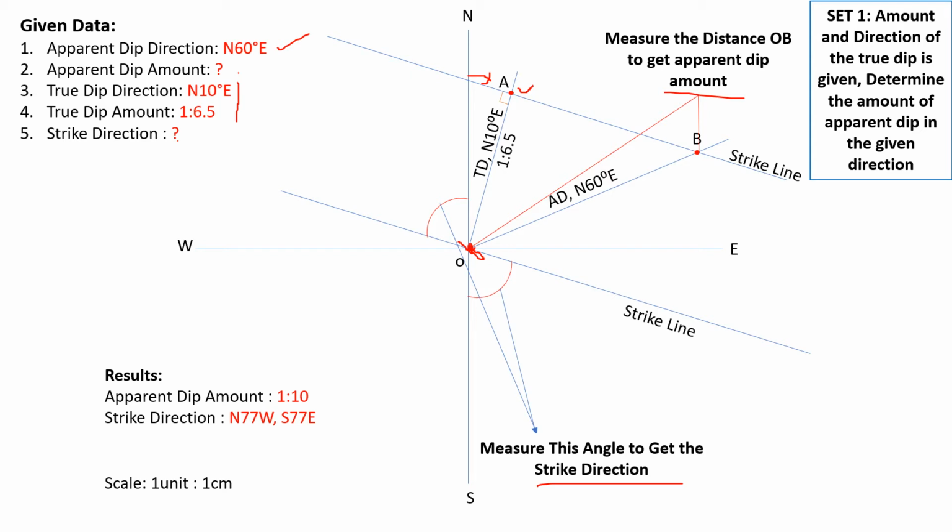I measure this distance from O to B, that is 1 is to 10, or you may get 10.1, depending upon your accuracy of measurement. Then I write down the strike direction: north 77 degrees west, and the other is south 77 degrees east. So here it completes your first problem.